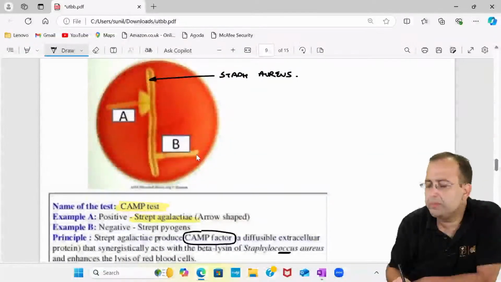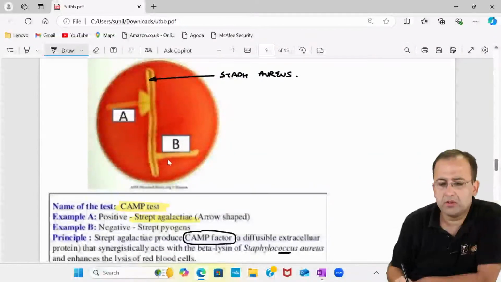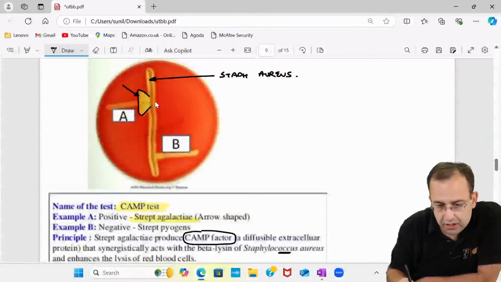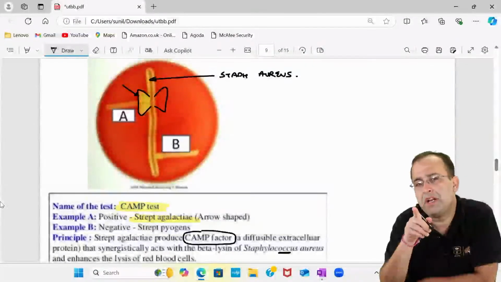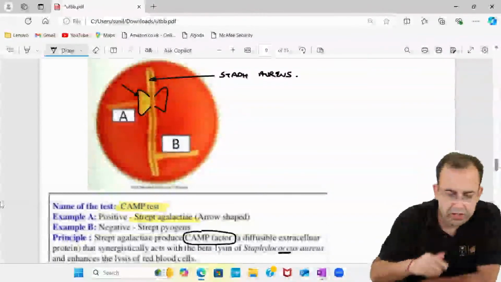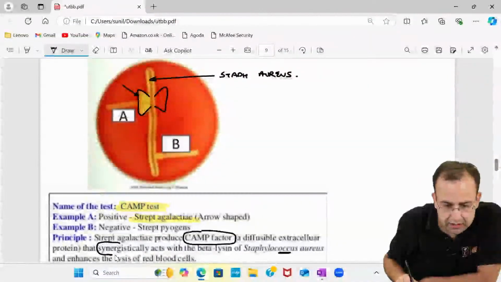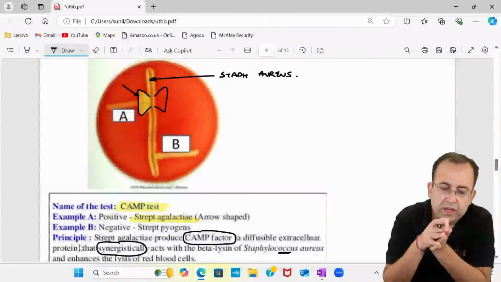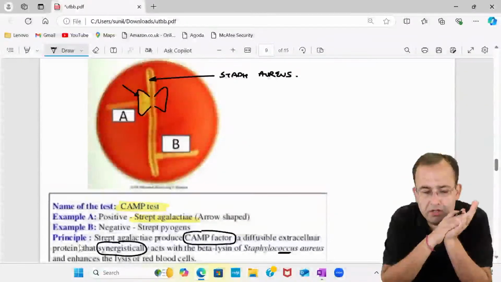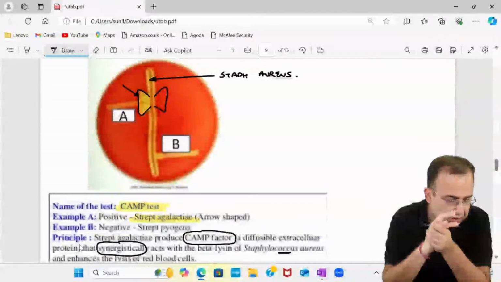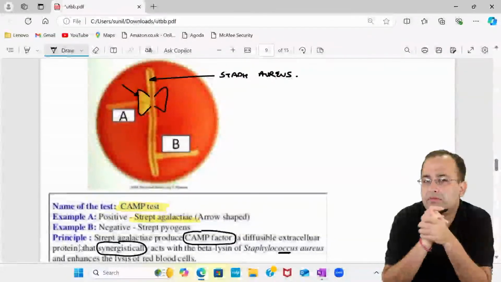Strep pyogenes is also beta hemolytic. It is causing beta hemolysis, but there is no enhanced zone of hemolysis. This is the butterfly shaped one. If there was a streak here also, we would have an enhanced zone here also. Butterfly shaped enhanced zone of hemolysis due to formation of CAMP factor, which acts synergistically. Synergistically means it will increase the hemolysis caused by Staph aureus. So Strep agalactiae is CAMP test positive. This was with respect to the CAMP test.